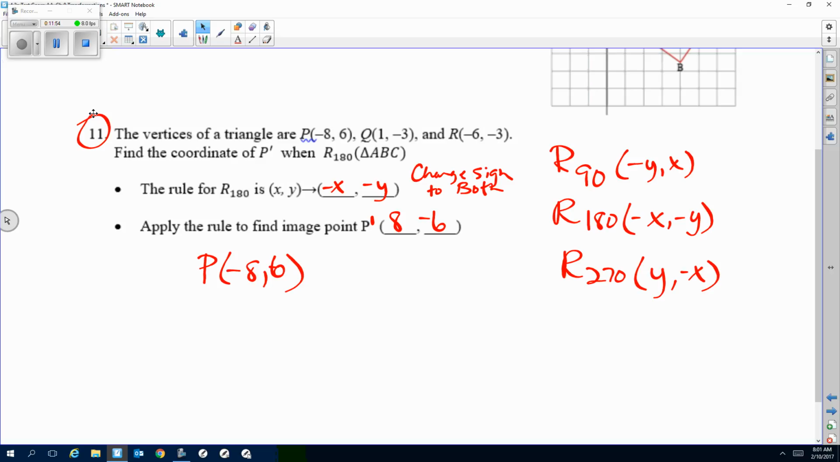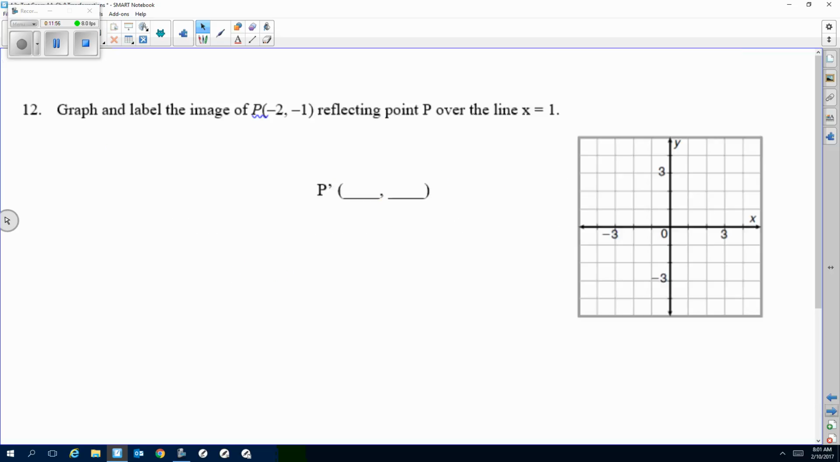You're also going to see number 12 again. So let's look at that one. The key to this is make sure you know how to reflect the point over the line x equals 1. Okay, reflecting the point P over the line x equals 1. If it's ever x equal a number, okay, it's always a horizontal line. Sorry, a vertical line. I wrote that down wrong. I apologize. A vertical line.